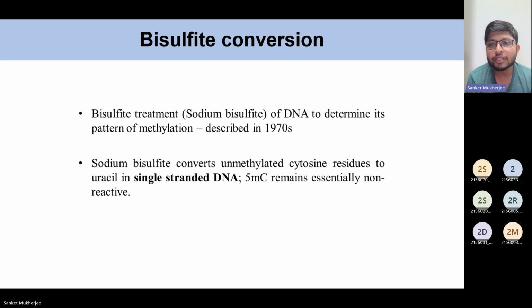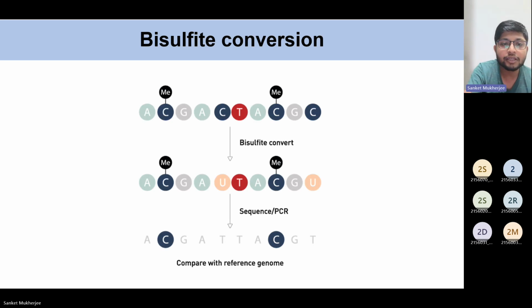analysis. So here essentially we treat the DNA with bisulfite, sodium bisulfite, and it was discovered in the 1970s. What it does is convert unmethylated cytosine residues to uracil in a single stranded DNA, while 5-methyl cytosine, the methylated ones, do not change. So this is how it works. Whenever there is a methylated cytosine, it does not change on bisulfite treatment. But if there is an unmethylated cytosine, let's say here, then it changes to uracil.